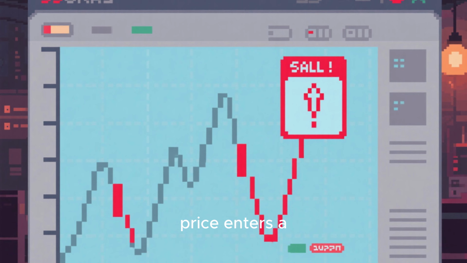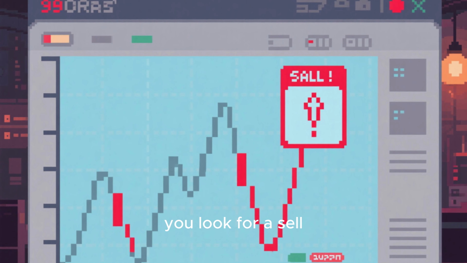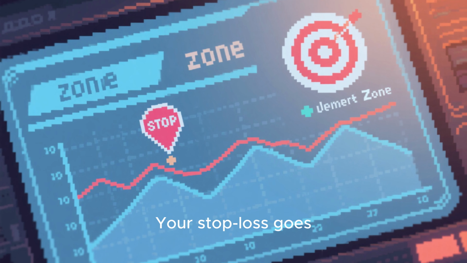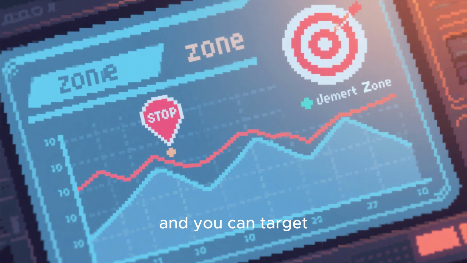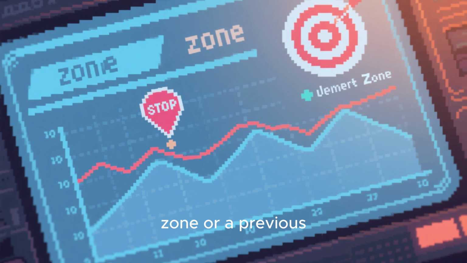Conversely, if the price enters a strong supply zone, you look for a sell signal. Your stop loss goes just above the zone, and you can target the next demand zone or a previous low.